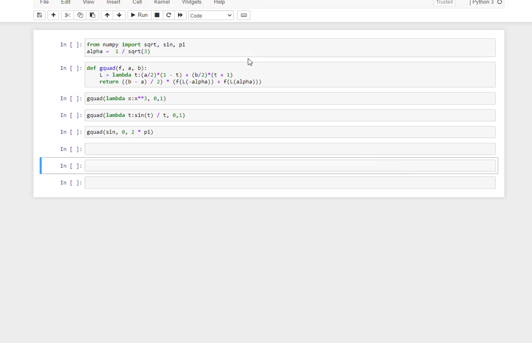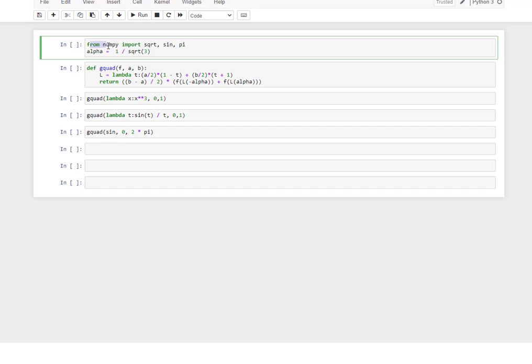So I have here my Jupyter notebook set up. I'm going to import some functions from NumPy. I'm going to import square root, import sine, and import pi. I'm going to say alpha is equal to 1 over the square root of 3 because it's one of the roots of a quadratic polynomial that is like q. All right, so I shift and enter.